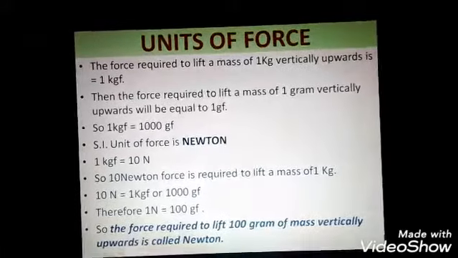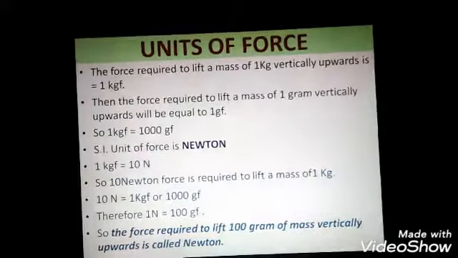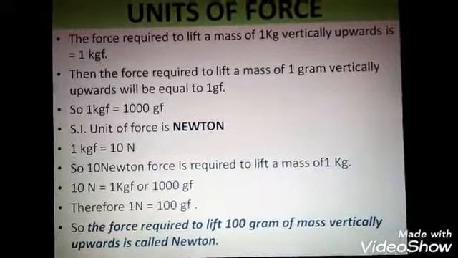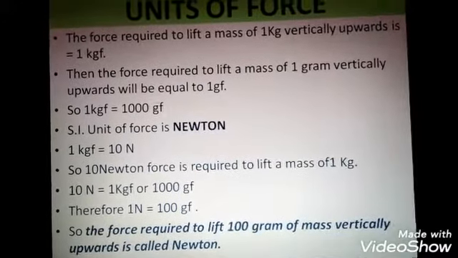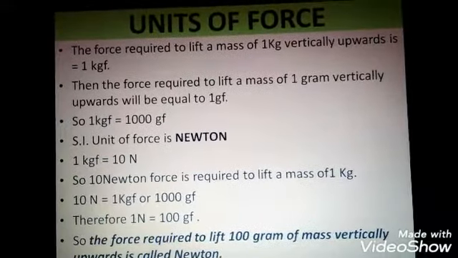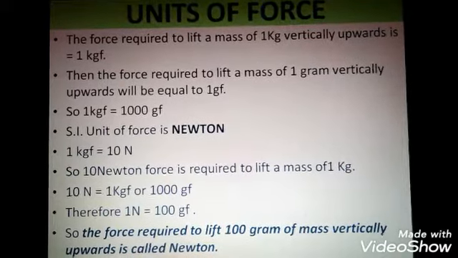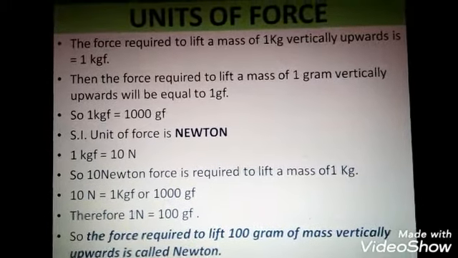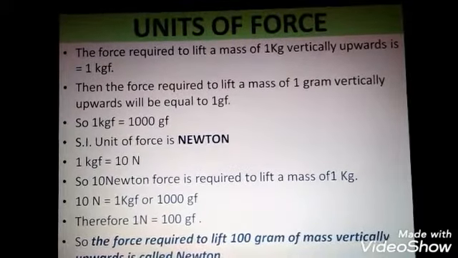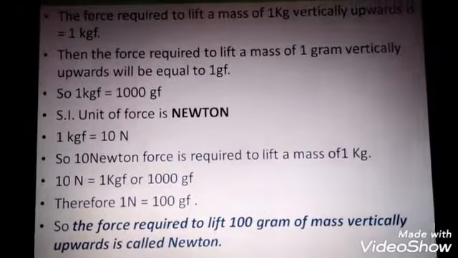It is actually 9.8, but for easier calculations we take it as a round figure of 10 newtons. So 1 kilogram force is equal to 10 newtons. If we replace 1 kgf with 1000 gram forces, then 10 newton is equal to 1 kilogram force or 1000 gram force, isn't it? So 10 newton is equal to 1000 gram force. If you cancel the zeros on both sides, what do you get? 1 newton is equal to 100 gram force, right?